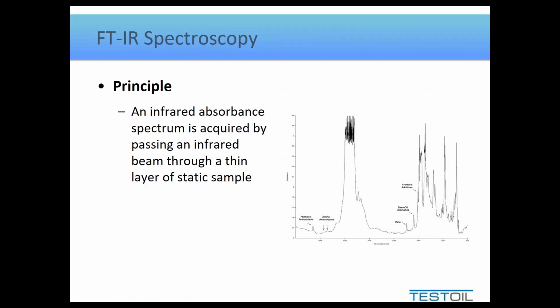Some of those wavelengths will be absorbed. So what we measure is the absorbance of certain wavelengths. And the quick little graphic off to the side just gives an example of what one of the spectrums might look like. Some of those peaks are expected to be there because they represent the base stock. Some of the peaks may represent certain additives.